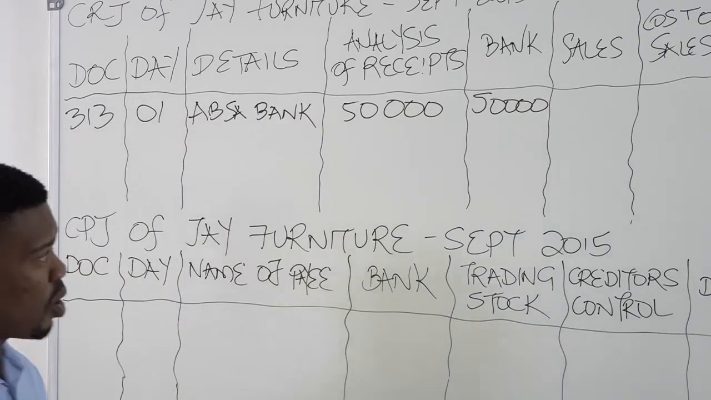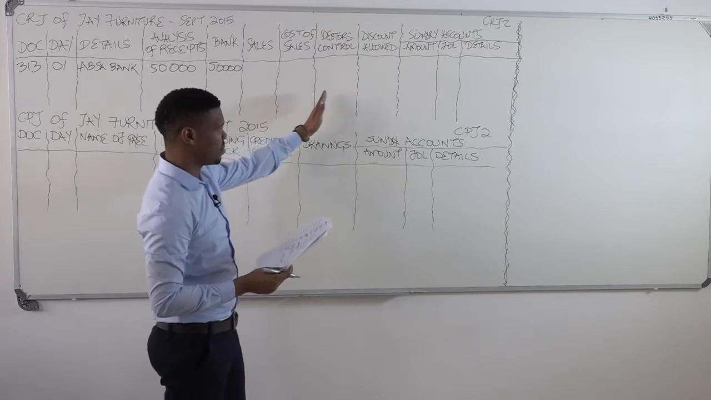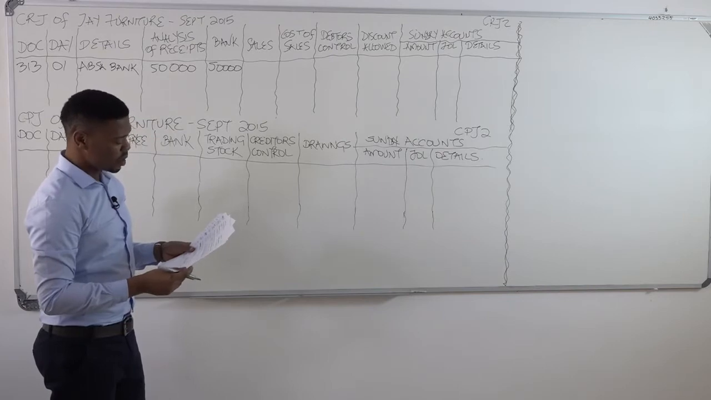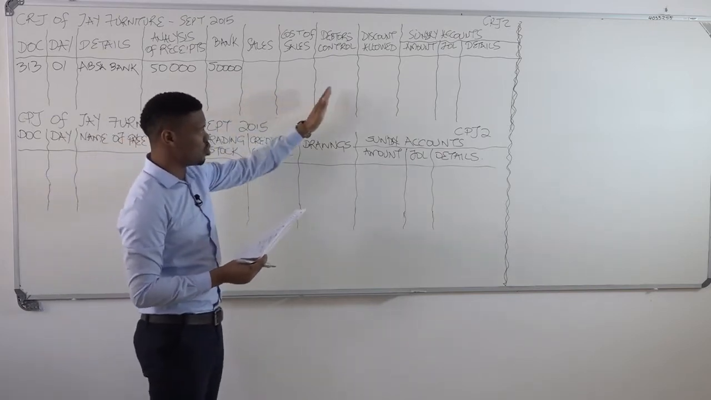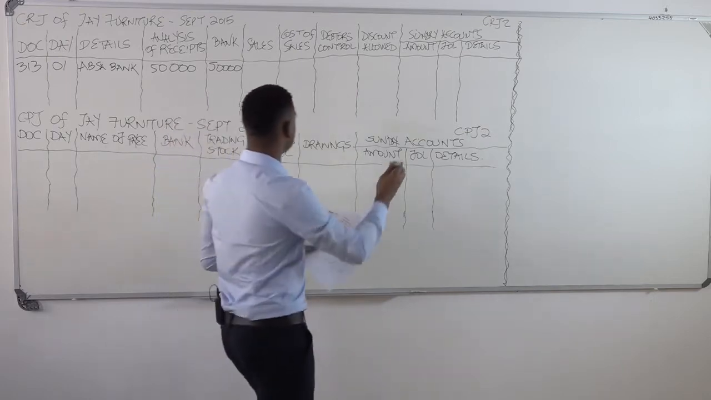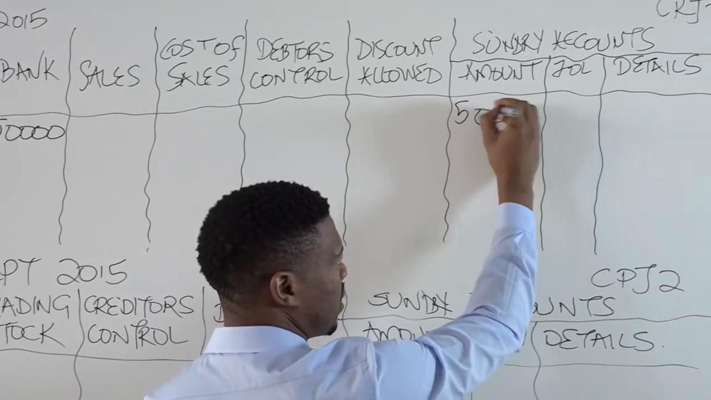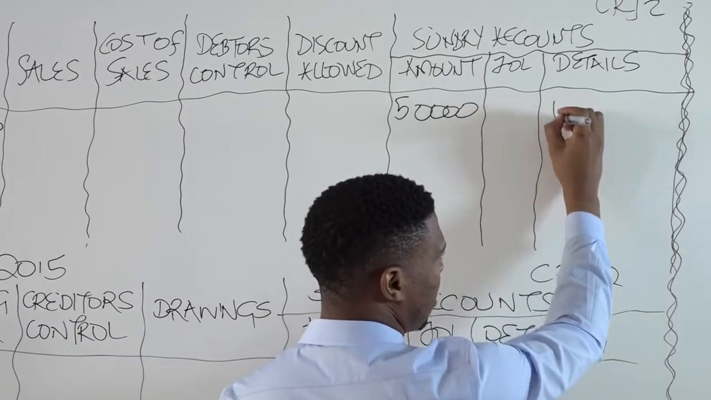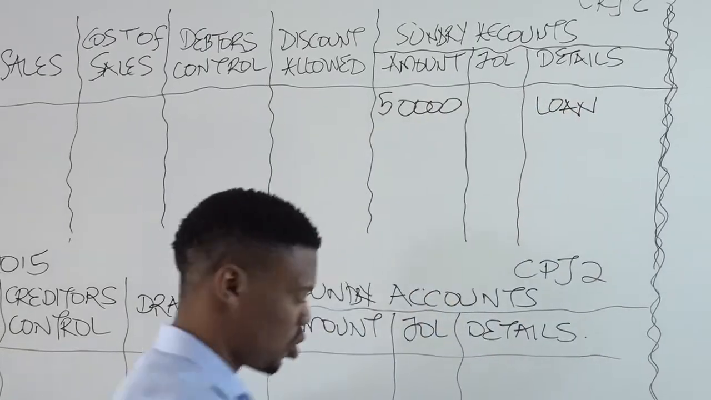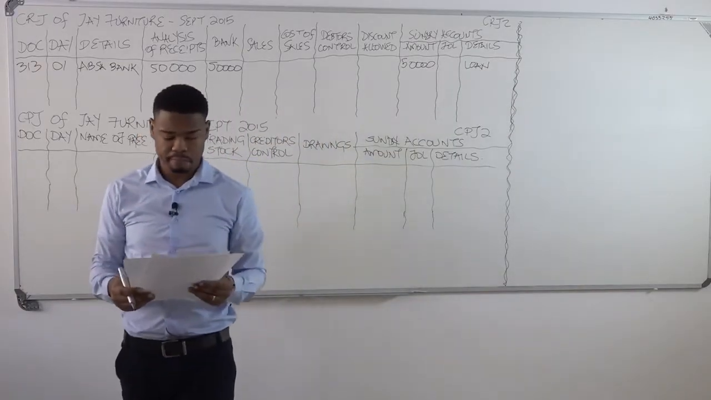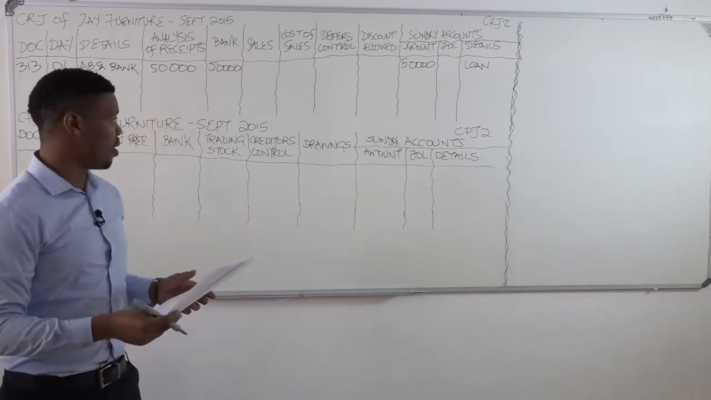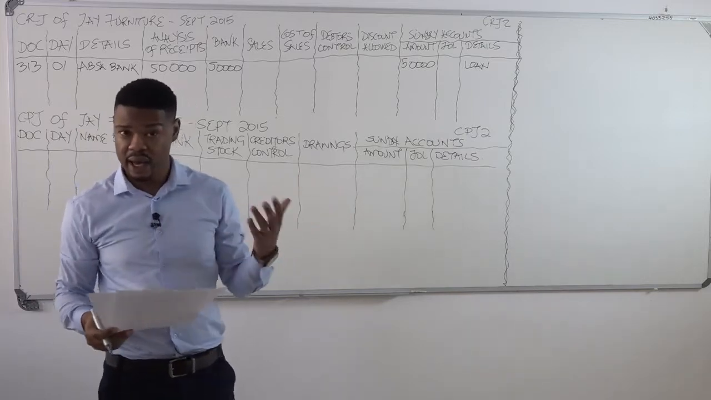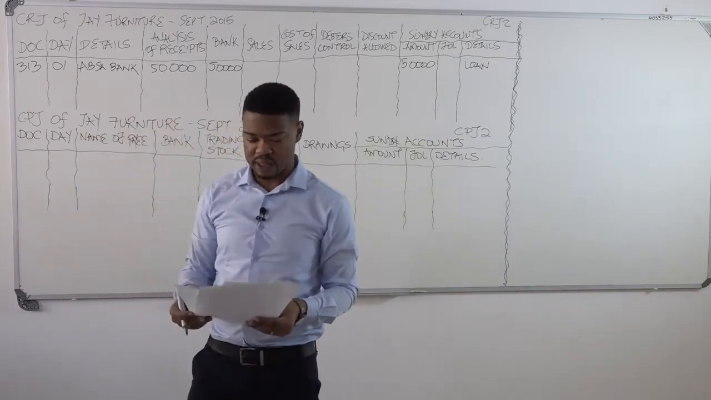Then after bank, you will look at all your additional columns that you have opened inside of your CRJ. If this loan does not have a column in which to enter that amount, you will then take it to sundries. It is a loan from the bank. Your amount is going to be 50,000 and your details is going to be loan. Because of time, I'm only going to be doing a few transactions in the CRJ, a few transactions in the CPJ, and I will continue on from there.